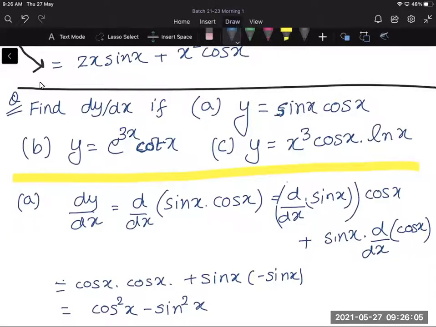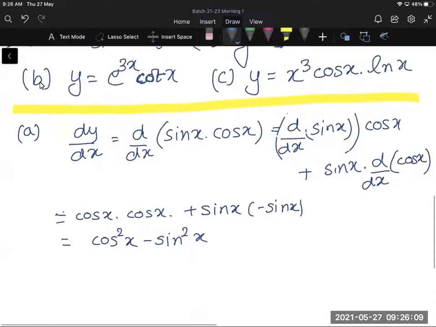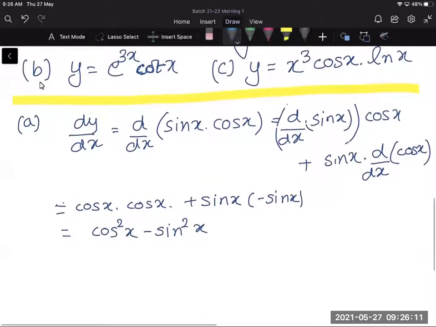Okay? If you want to reduce this further, then you can also write it as cosine of 2x. Okay?